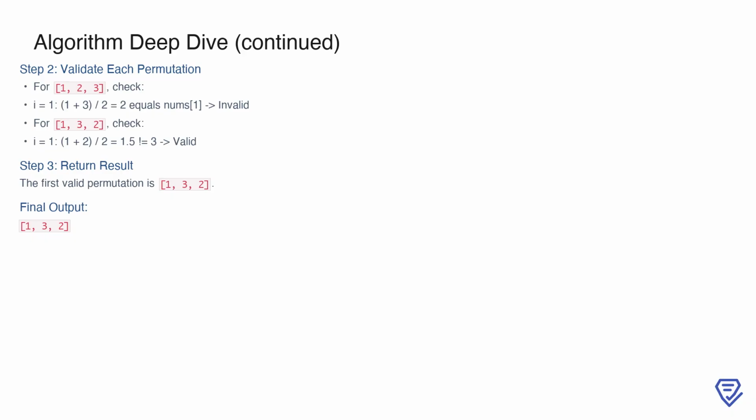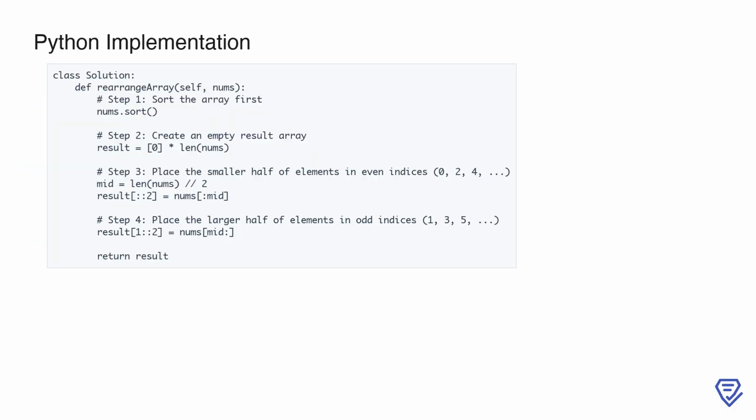By following this step-by-step process, we ensure that the solution is correct, though the inefficiencies of the brute force approach make it unsuitable for larger input sizes. This underscores the importance of exploring optimized strategies for real-world applications. This solution rearranges the input array such that no element is equal to the average of its neighbors. The key idea is to sort the array first, which ensures that smaller elements are grouped together and larger elements are grouped together. By interleaving these groups, placing smaller elements at even indices and larger elements at odd indices, we can guarantee that the condition is satisfied.